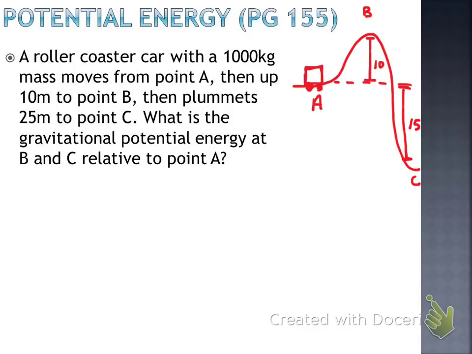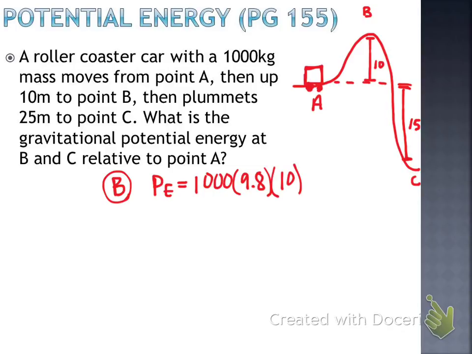It says relative to point A, so that means we want to use A as our ground level. From A to B, are you gaining potential energy or losing potential energy? Gaining. You're going higher, so you're gaining potential energy. At point B, our potential energy would be mass times gravity times our height, and that's it, which equals 98,000 joules.